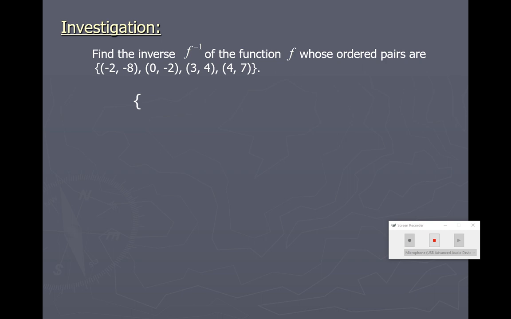Then the next one, (0, -2). If my function f goes 0 to negative 2, your function's got to go negative 2 to 0. Oh, it's starting to do it now, okay? See, it just flips its roles around to (-2, 0). If my function does 3 to 4, yours does 4 to 3. If my function does 4 to 7, yours does 7 to 4.